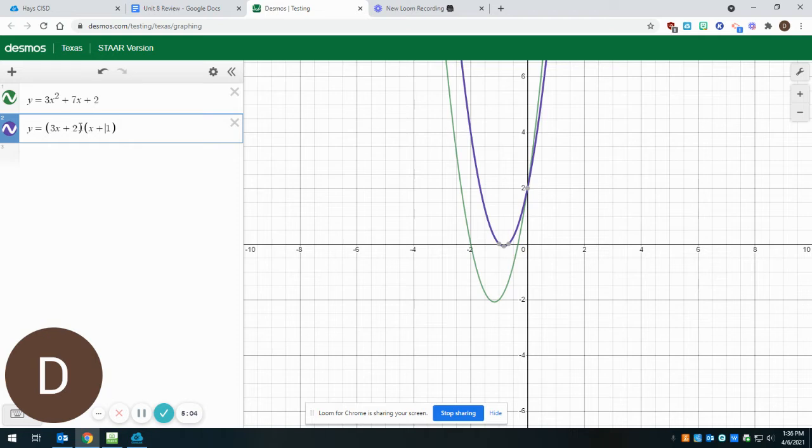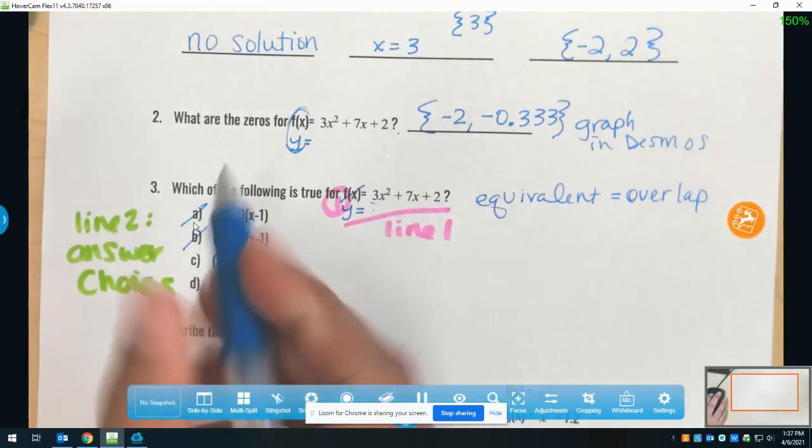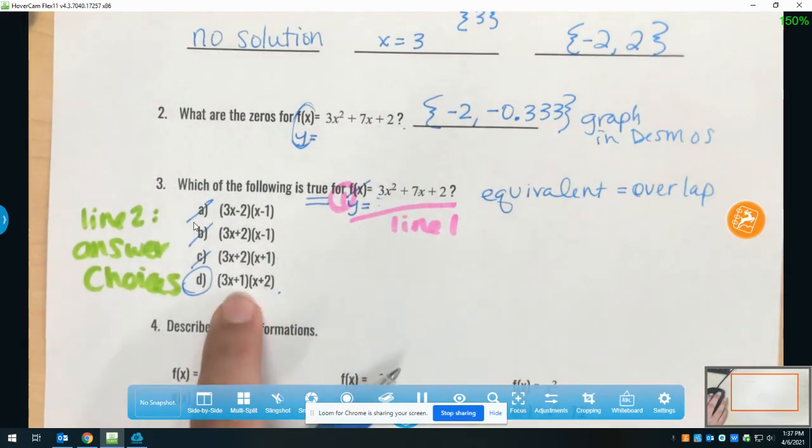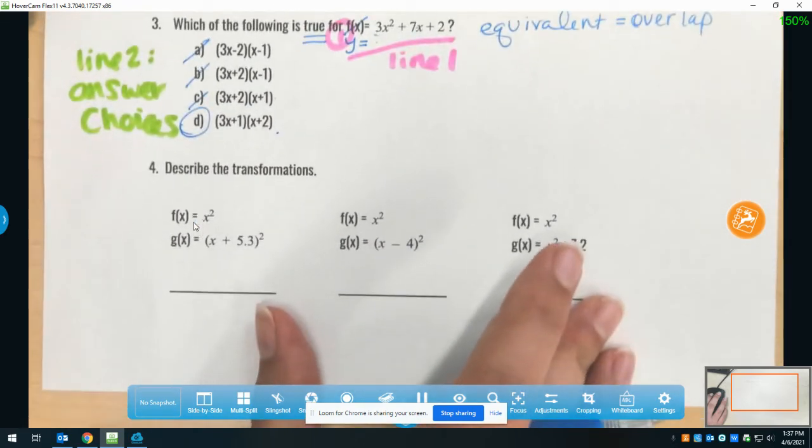So for answer choice D, notice that they switch the numbers around. So when you're looking at your review, the 3x plus 1, and then this was an x plus 2. Notice that swapping those values did get me that overlap. So overlap, when we say that, we're talking about a way to find if two things are equal or equivalent. If those graphs are on top of each other, so they pass through the same points, then we know that we do have equivalent, so true that this and this would be equal to one another. Okay, so that's what we're looking for there.